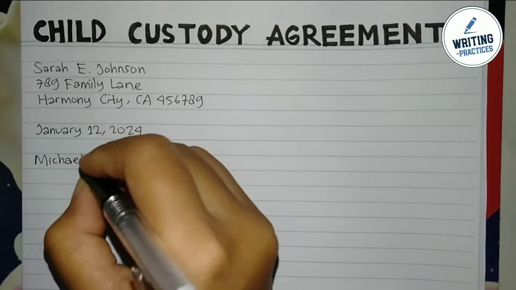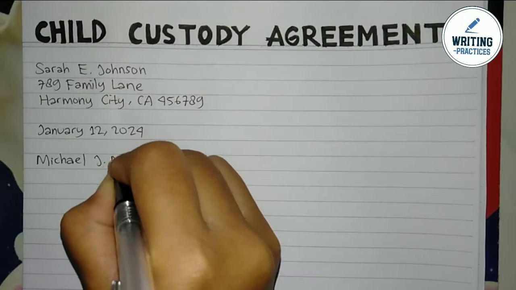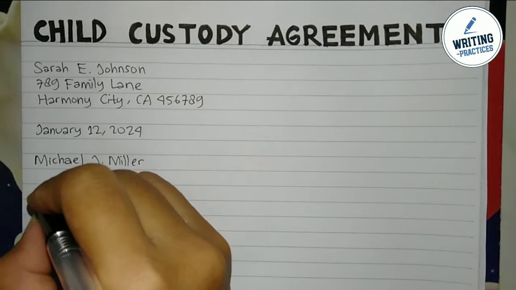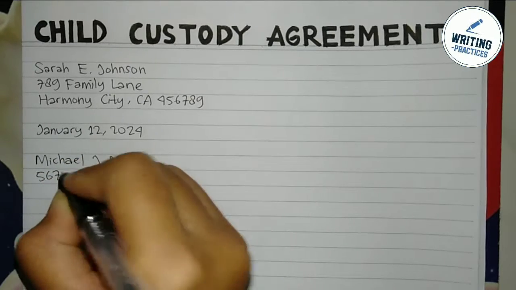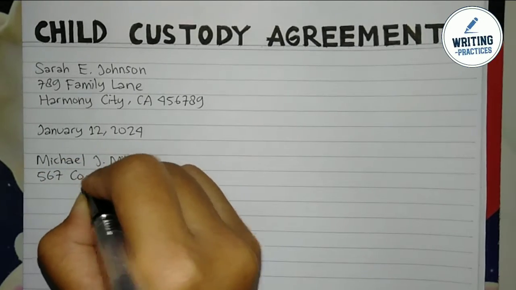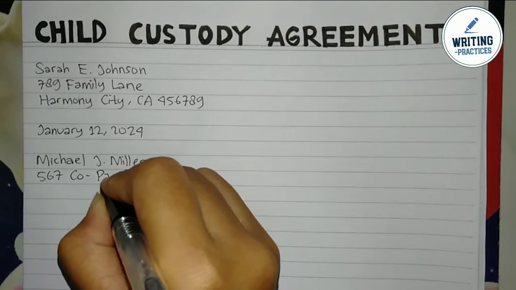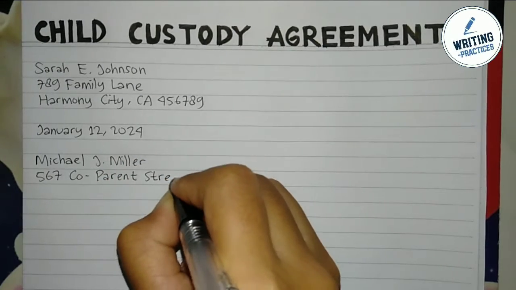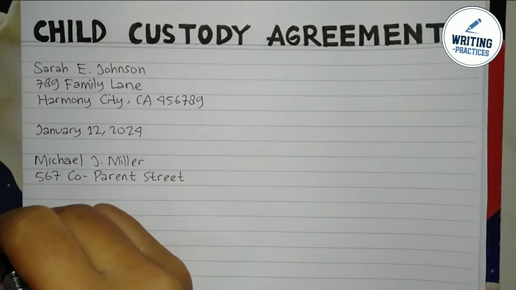Check this out. First of all, you need to write your full name as the sender of the letter. Under it, write your home address. Sure, you can also add your contact information like phone number and email address. And then, write the date of the letter. You may use the format of month, date, and year.